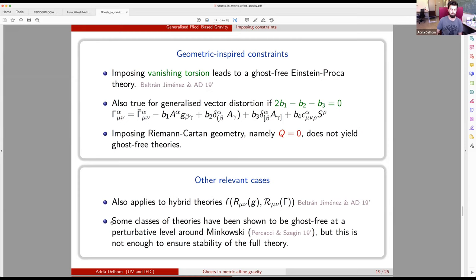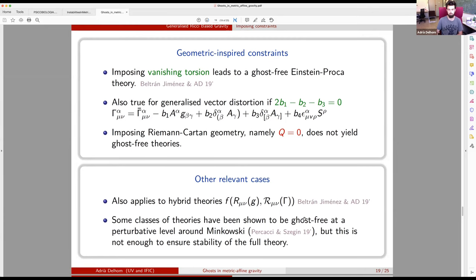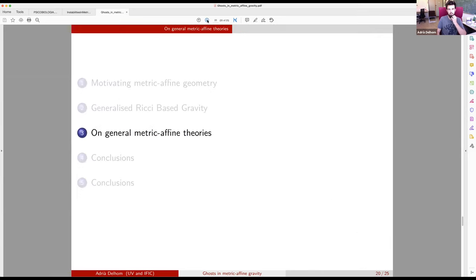And in other relevant cases, we saw that these results also apply to hybrid theories of this form. And let me comment that, as I was saying before, there are some classes of theories which have been seen to be ghost-free at a perturbative level around Minkowski. This is a recent result by Percacci and Vigneron. But this is not enough to ensure stability of the full theory around arbitrary gravitational backgrounds.